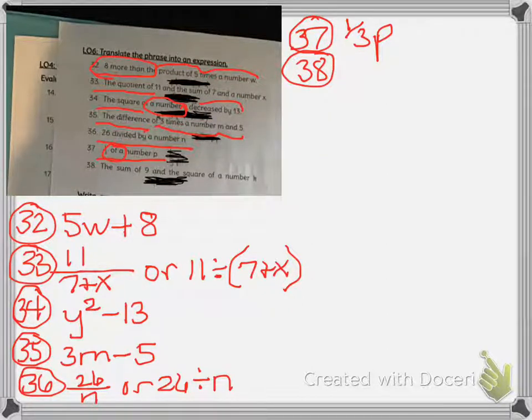38, the sum of 9 and the square of a number k. So sum tells us we're adding, the sum of 9 plus the square of a number k. Again, just like we did previously, square means multiplying a number variable twice. So we have the exponent of 2.